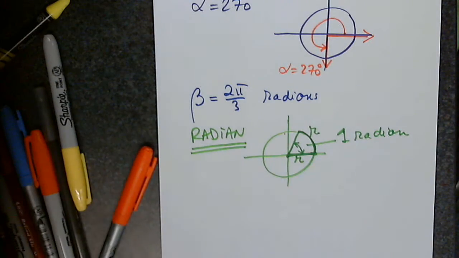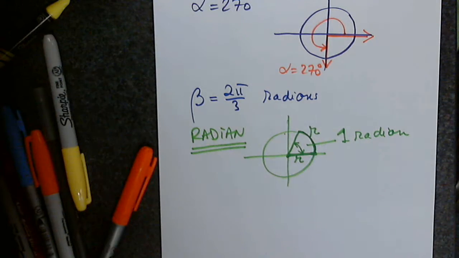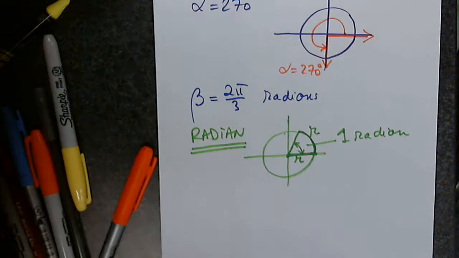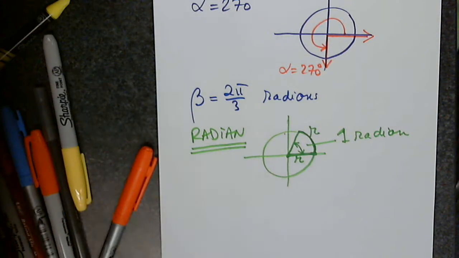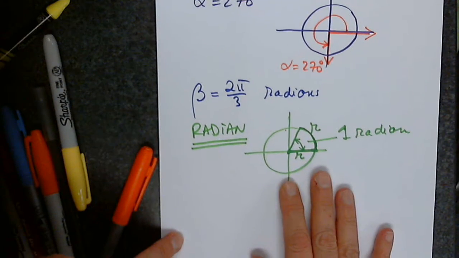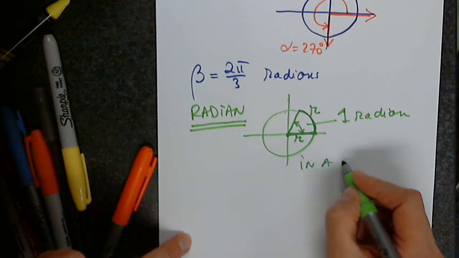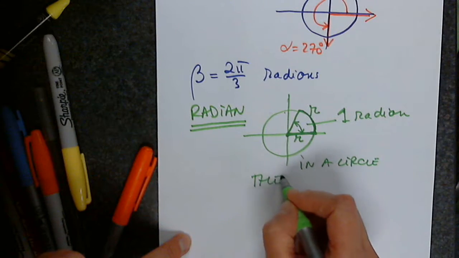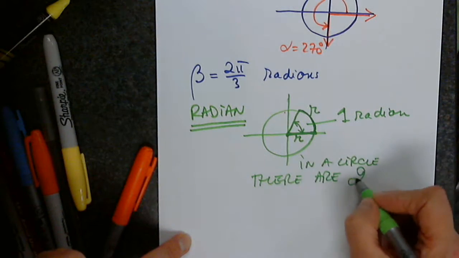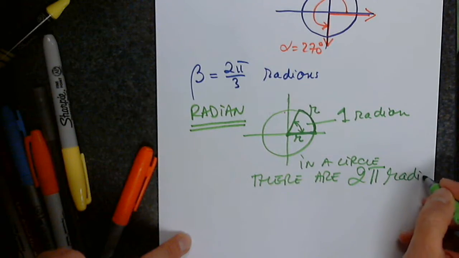So how do we remember this? Whatever the radius is, when the two radii have an arc between the two of them of the measure of the radius, this central angle has the measure of 1 radian. So that's what 1 radian is. We're not going to think in these terms, however. What I'm trying to say here is this: in a circle there are 2 pi radians.